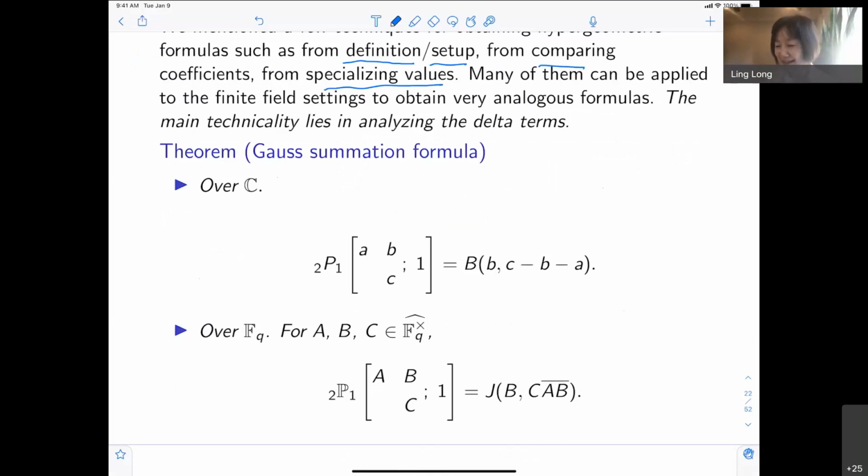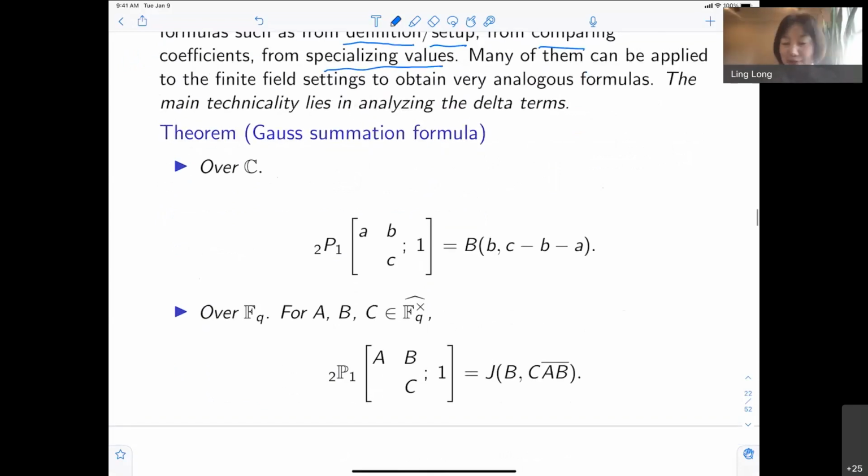So let's continue down here. Yesterday I mentioned one of the Gauss evaluation formulas, which is a very nice formula providing a lot of special values as CM points. The 2F1 function that I defined yesterday, when we evaluate it at 1, gives an explicit gamma value. Sorry, this is a beta value: beta of b and beta of c minus b minus a. This formula is attained by the setup, or by the definition of the beta function.